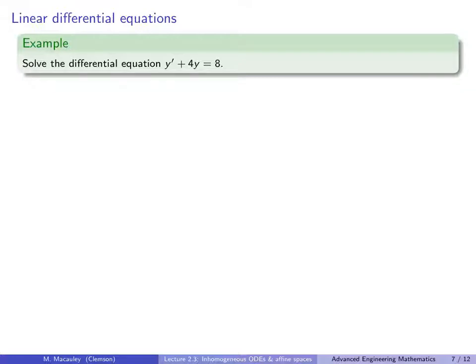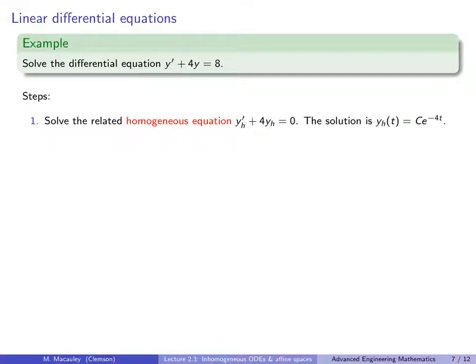This is a way that you likely haven't seen before, although you've definitely seen it for second order equations. Step 1. Solve the related homogeneous equation. Take this 8, make it 0, and solve that equation. And this is something that you should be able to do by inspection. It is c e to the negative 4t.